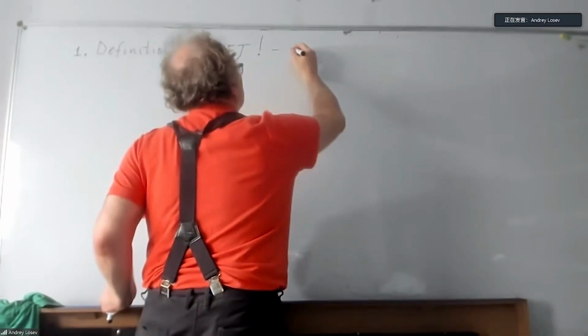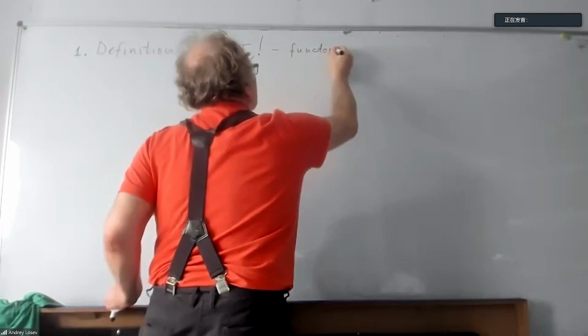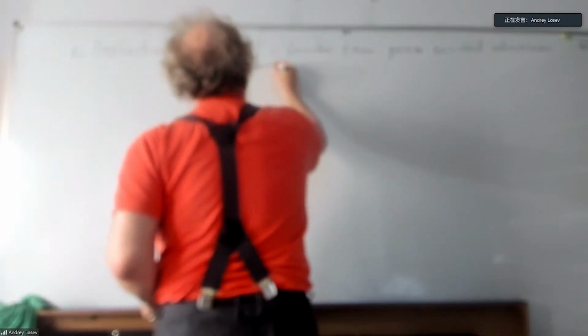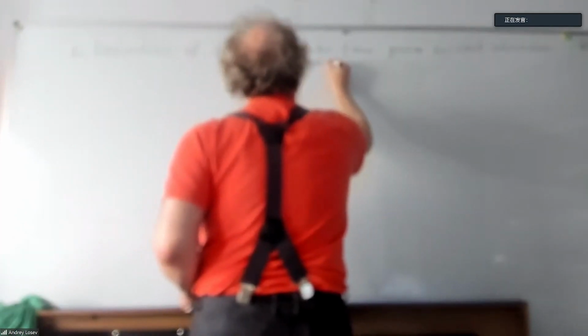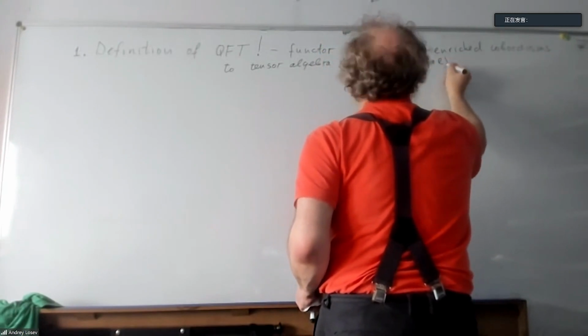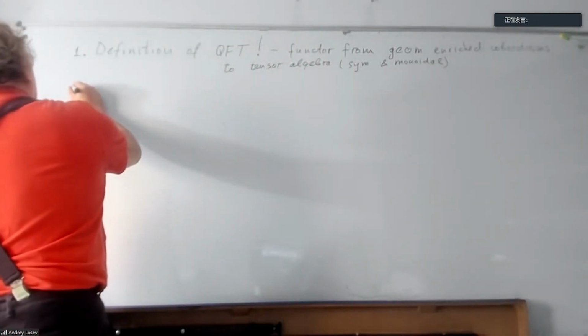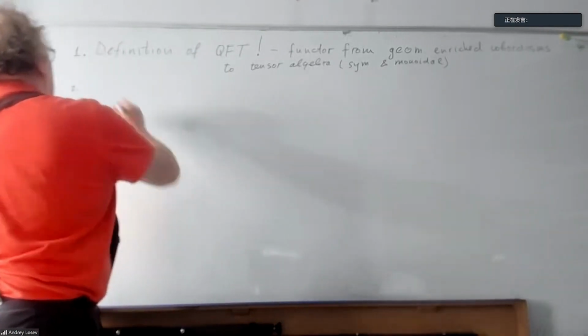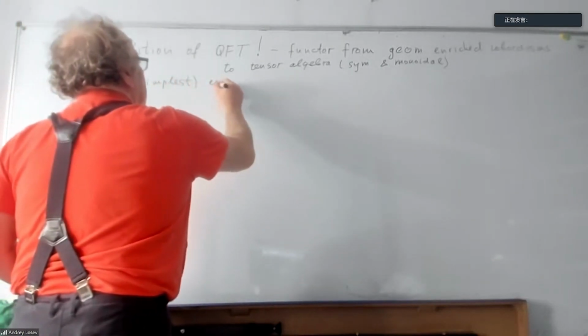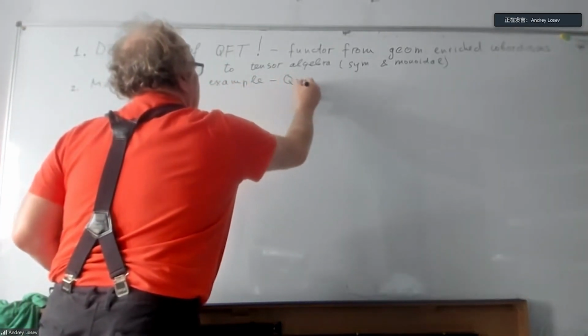So I explained that it was a functor from geometrically enriched cobordisms to tensor algebra. And this is called symmetric and monoidal. Then there was the main, simplest example. It was quantum mechanics.